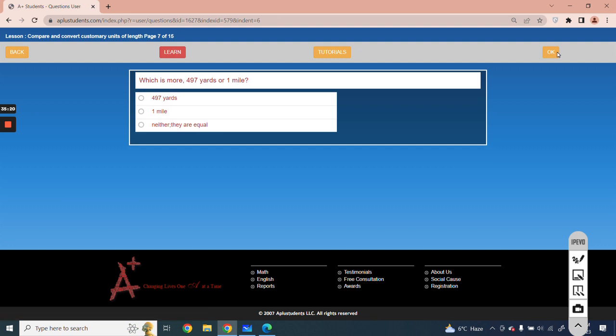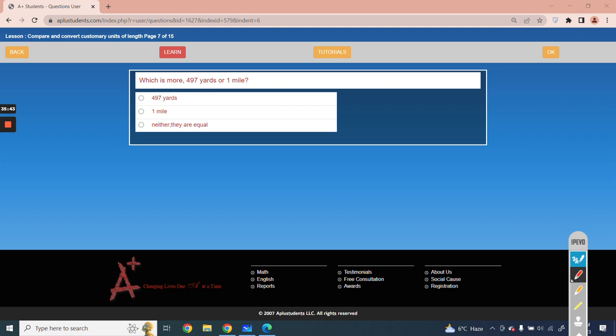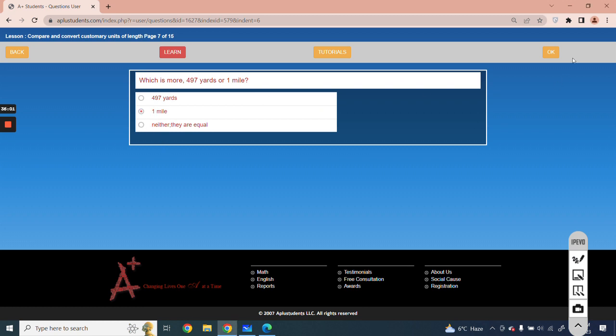Which is more, 497 yards or 1 mile? 1 mile is more. Got it? Because in 1 mile you have 1760 yards. Got it? So which is more? Obviously 1 mile. Got it? This is the correct option. So just select the correct option and then click on the OK button.